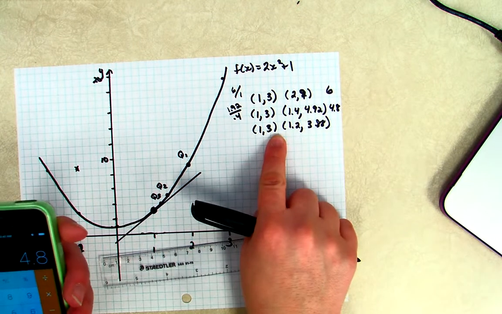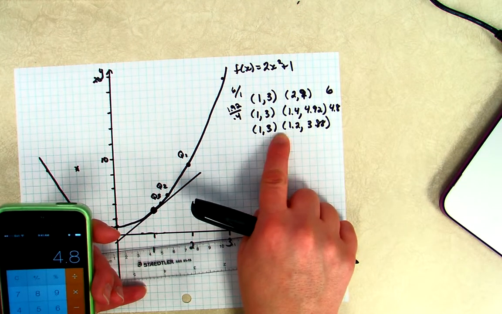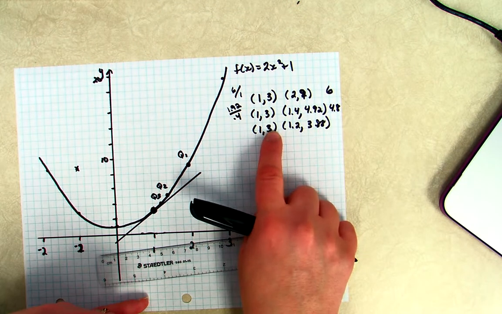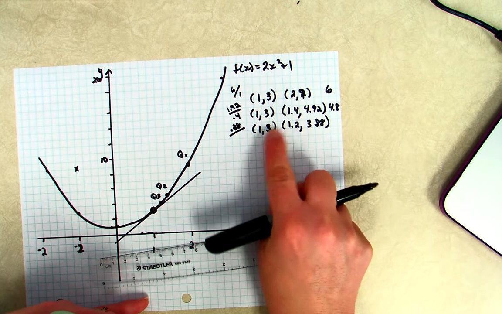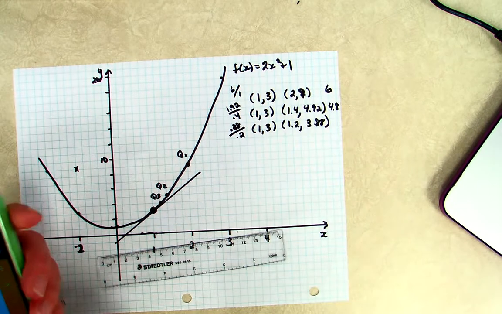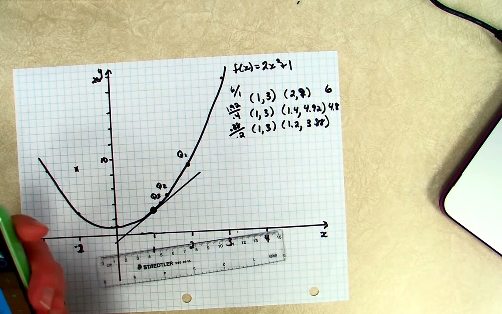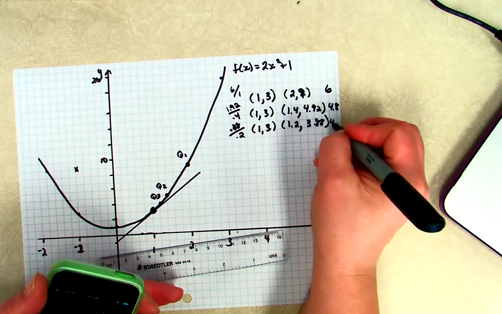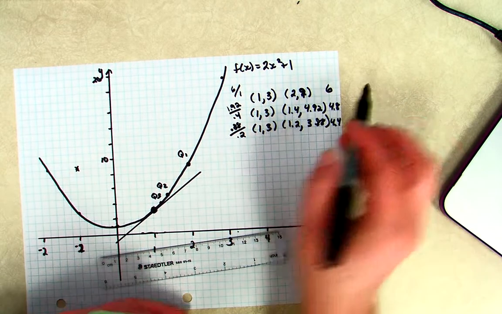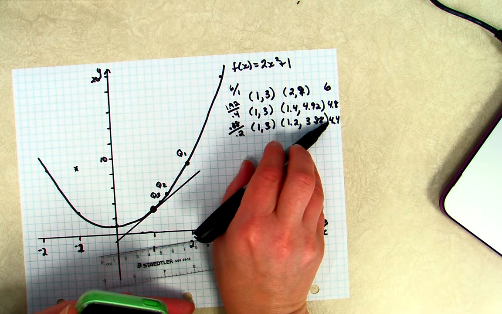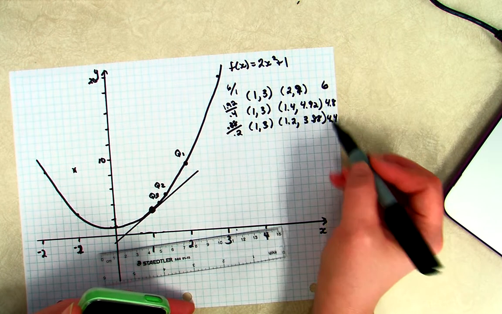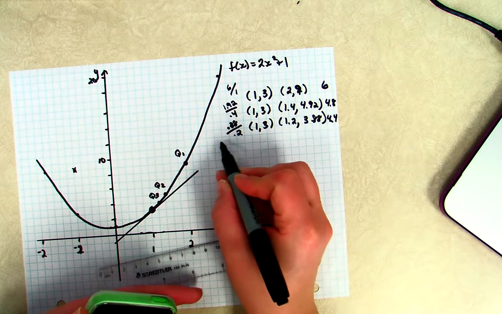And then I'll repeat the process again for this set of points. 3.88 subtract 3 is 0.88. 1.2 subtract 1 is 0.2. I'll divide, and I get 4.4. So my first slope was 6, my next one was 4.8, and my other one is 4.4. So it looks like they might be heading towards 4, but I don't know for sure.